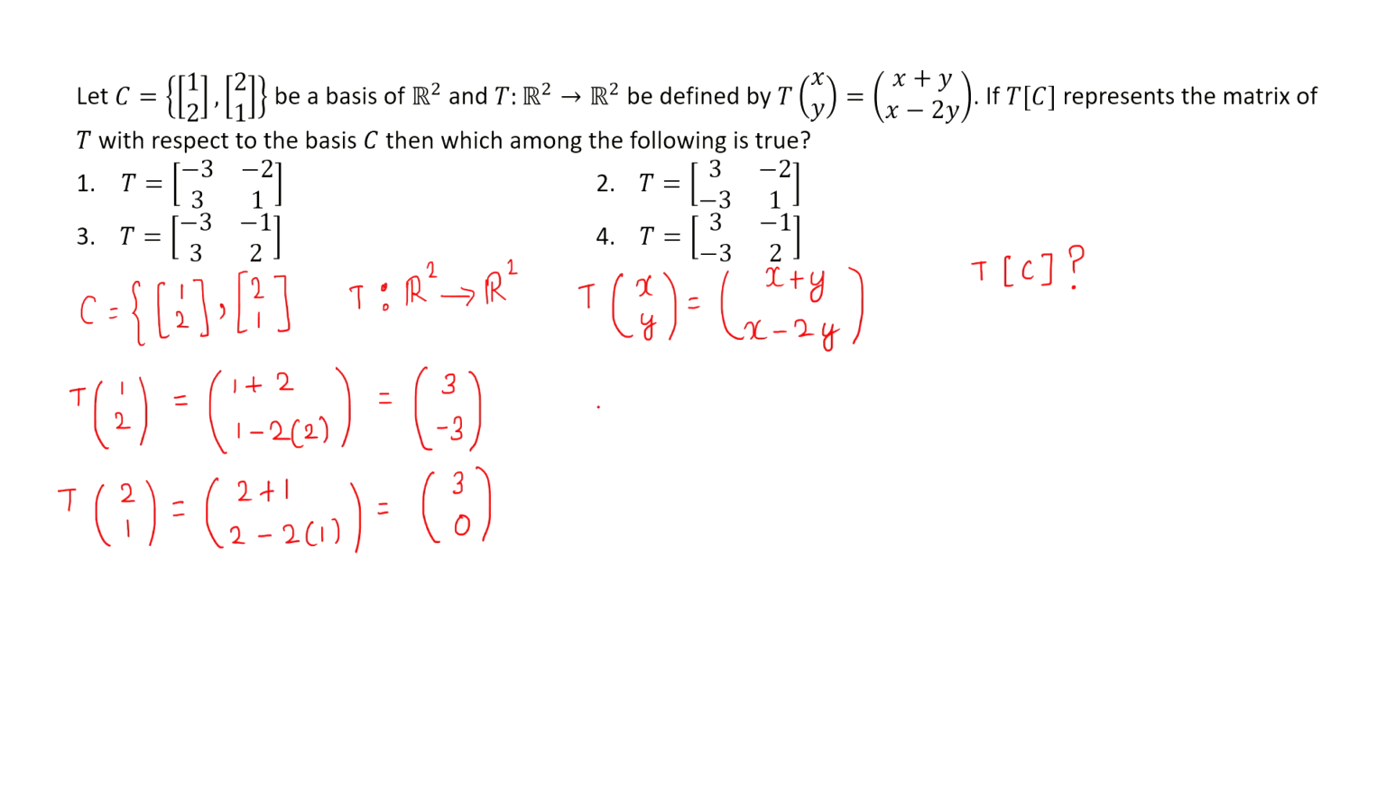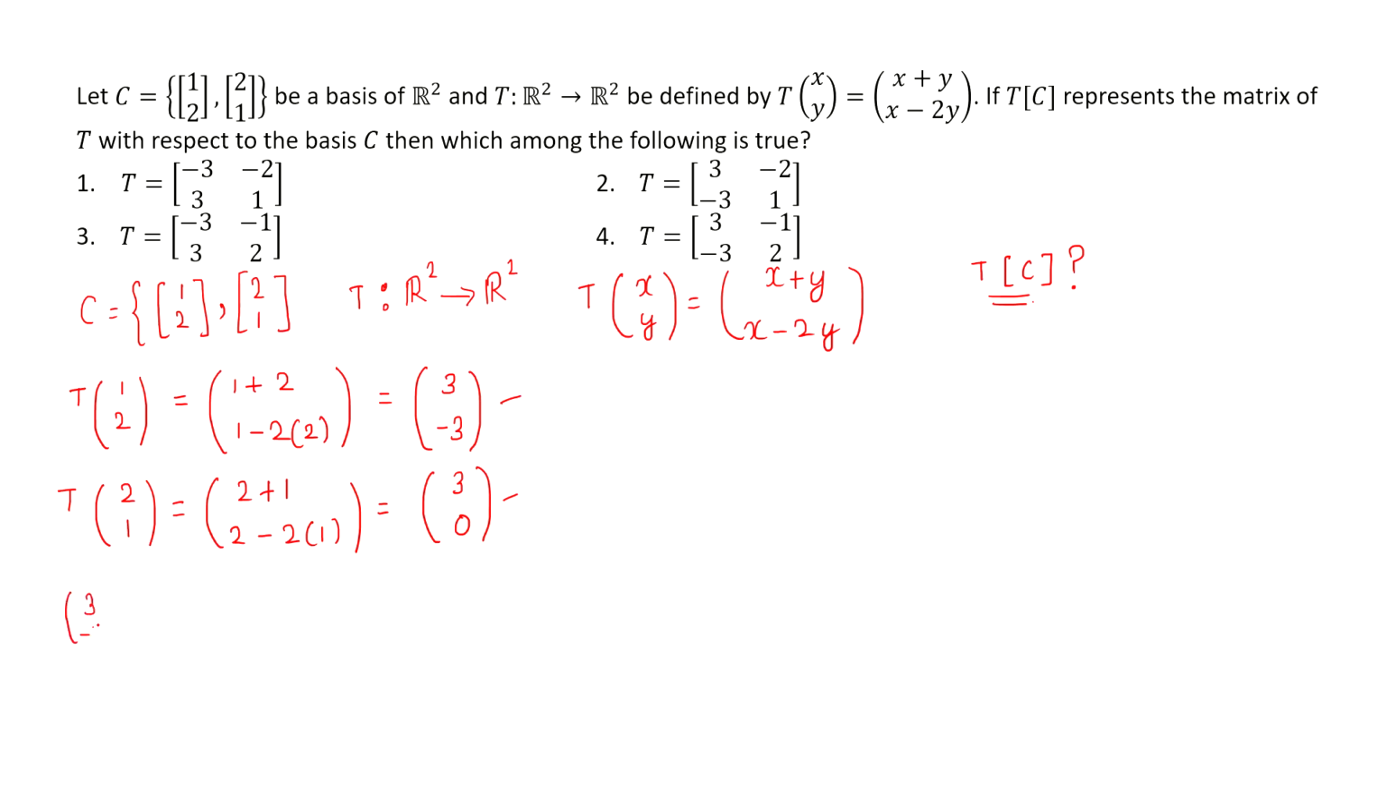Now we have found T(1,2) and T(2,1), but we have to find the matrix representation of T with respect to C. So we have to find the coordinate representation of the images of (1,2) and (2,1) with respect to the basis C. That is, we have to write (3,−3) as a linear combination of vectors in C, as well as (3,0). Let us start with (3,−3).